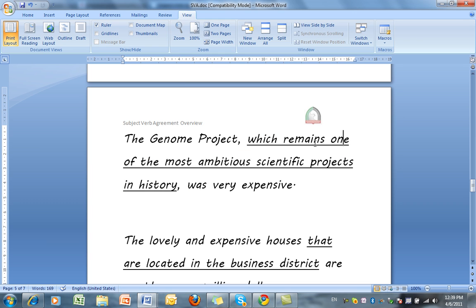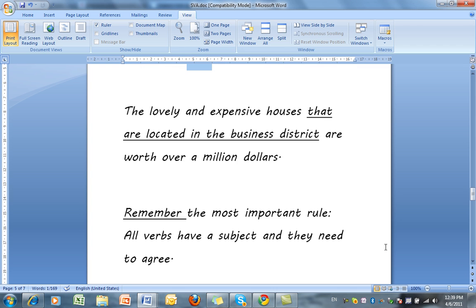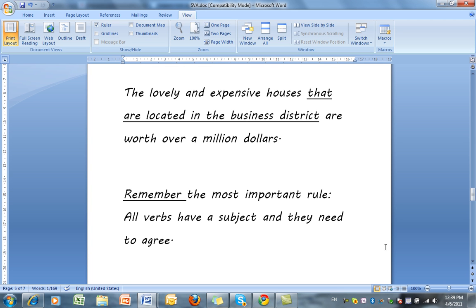Again, this verb matches the subject of the sentence. This verb matches the subject of the sentence. This verb is the verb of the relative clause. This verb is the verb of the sentence. Let's take a look at another one. Some relative clauses are restrictive, which means they have to be there.